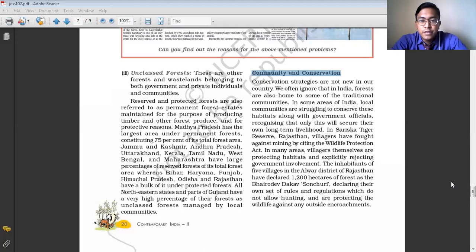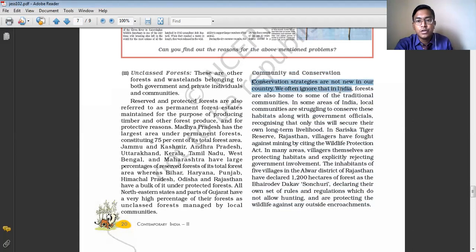The next topic we are going to discuss is community and conservation. Here we will discuss the various conservation strategies adopted by various communities to protect the forest resources of our country. There were also many social movements carried out to protect the forest resources. So conservation strategies are not new in our country. We often ignore that in India, forests are also home to some traditional communities.